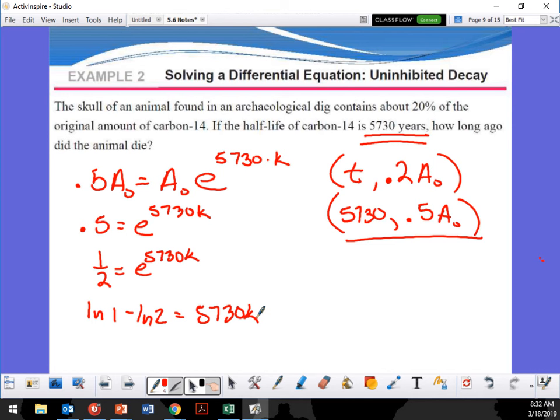And then divide by 5730. It's negative 0.0001... equals K, right? So now I have a value for K. Keep that value right now. We're not going to decimal it yet, because I'm going to need to find the year for this.